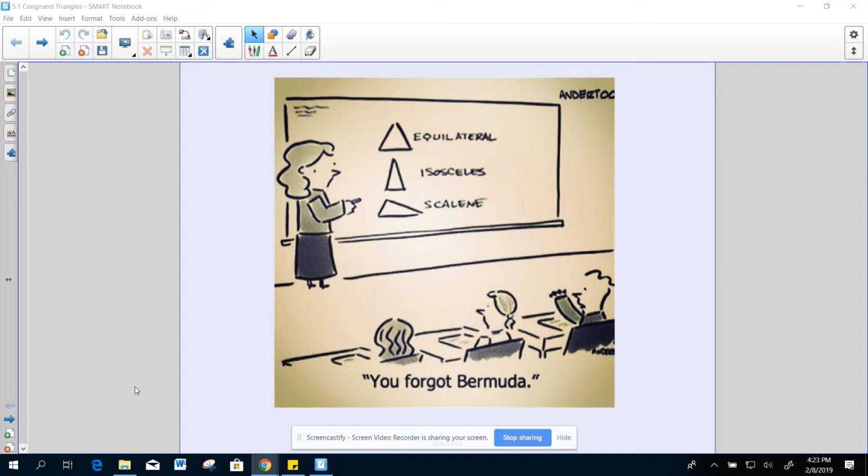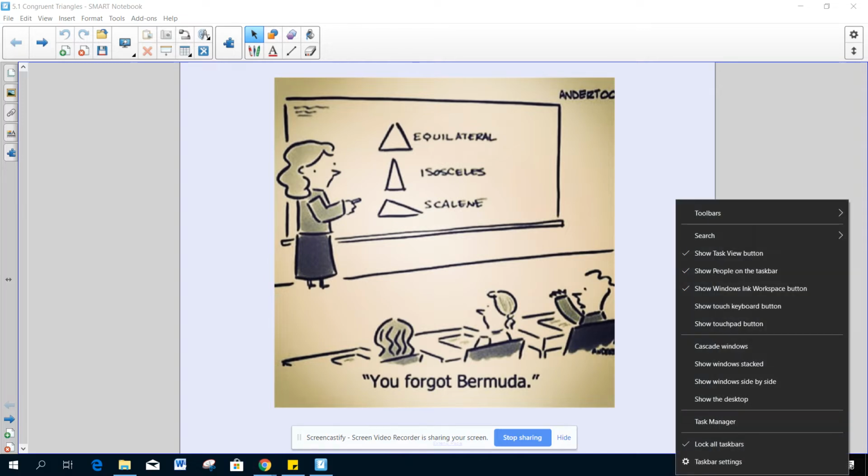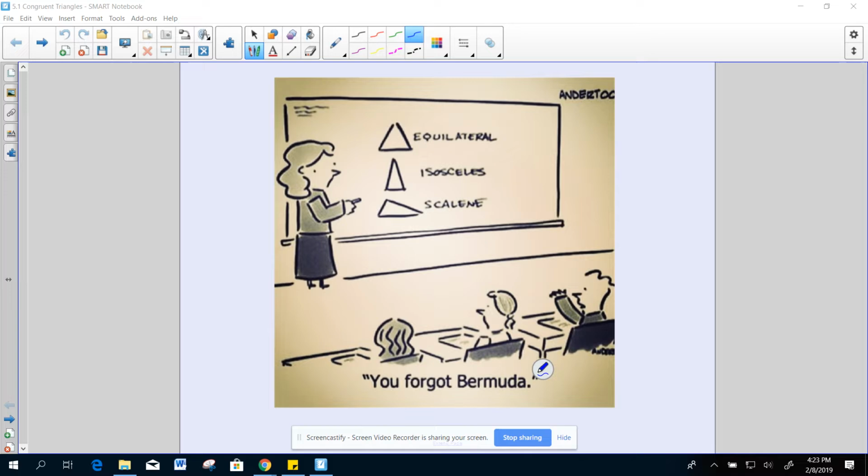Okay, here's our meme for today. I apologize in advance if you hear any noise in the background. Henry's here helping out. As you can see, he's writing on the board. So, meme for the day. We are talking about, can you know the difference about triangles? So equilateral, isosceles, scalene, and then some little kid is saying you forgot about Bermuda.